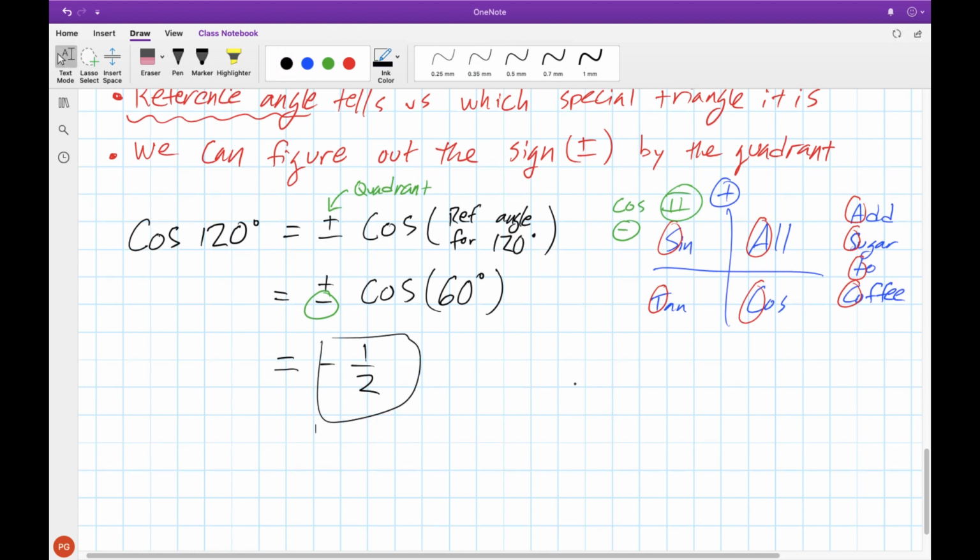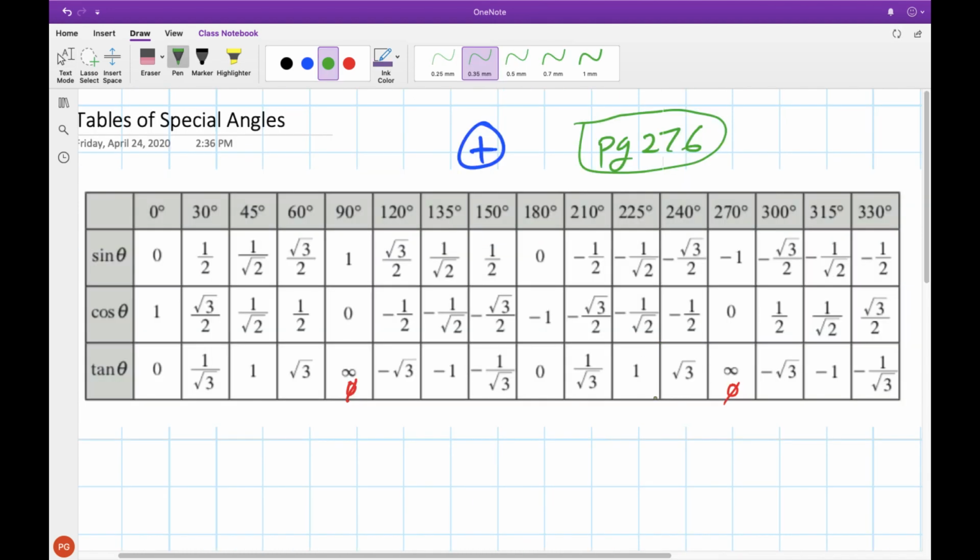Now you can do this for a bunch of different angles, including negative angles. And the book actually has a really good summary of this. If you look in the book on page 276, it has this table right here, where all that we're doing is going along all of our different angles. You could figure out the reference angle and then figure out the sine, and you could fill in this entire table here for sine, cosine, and tangent. I added little annotations here. When it says infinity, what it really means is undefined.